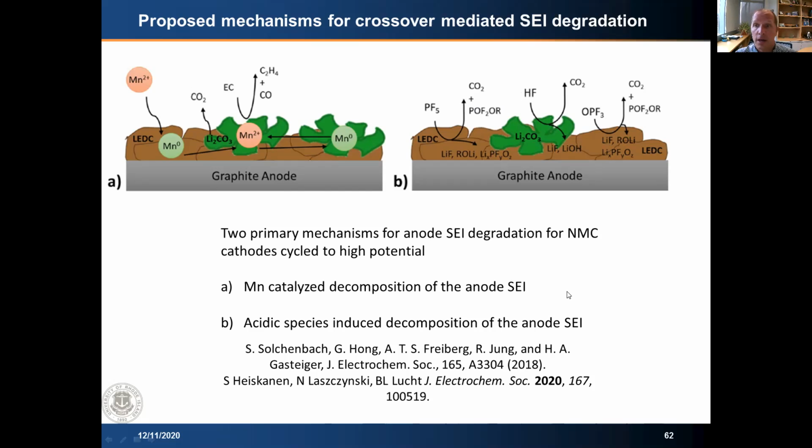And so basically, the overall combination of the transition metal catalyzed decomposition of the SEI and the acid-induced decomposition of the SEI in the anode are two of the likely sources of increased capacity fade for cathodes cycled to higher potentials, or also NMC cathodes with higher nickel content.